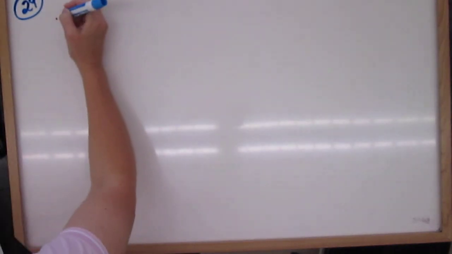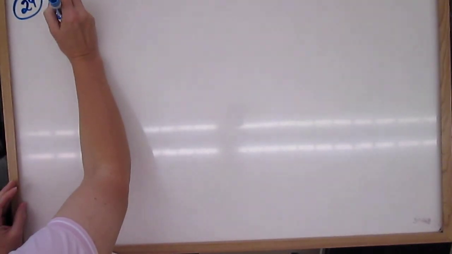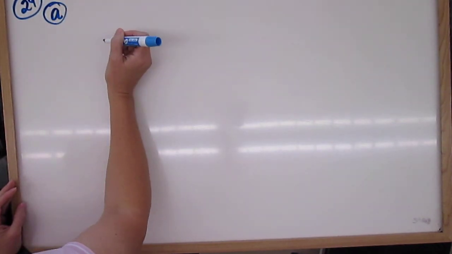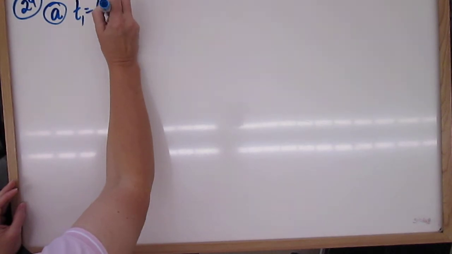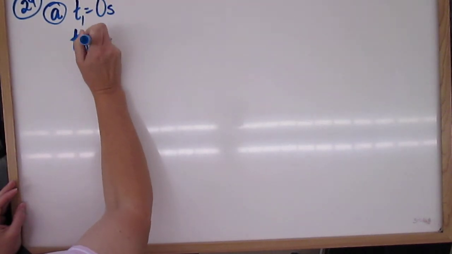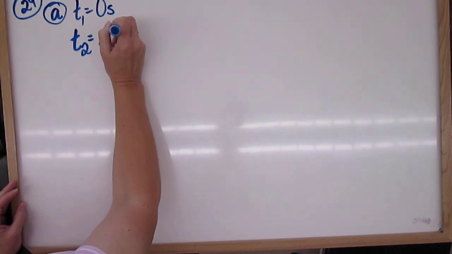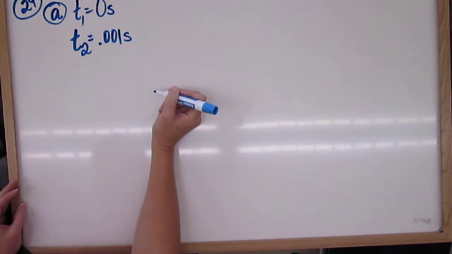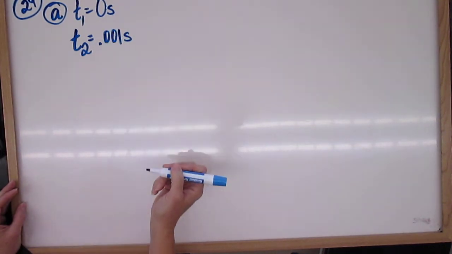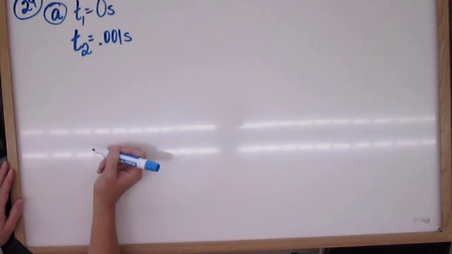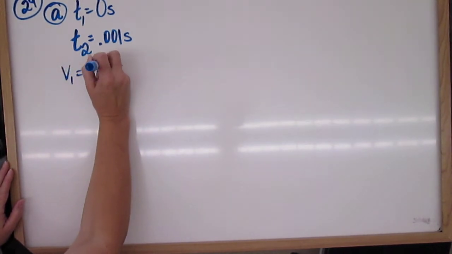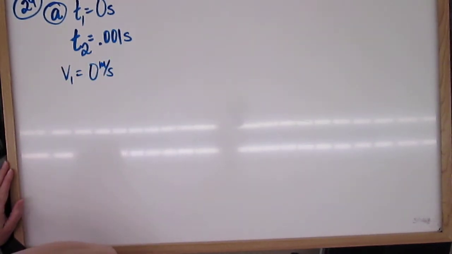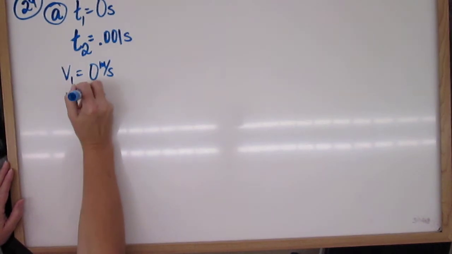For part A, we need to read from the graph that the time t1 is 0 seconds, and then t2 is equal to 0.001 seconds. Also from the graph, we see that v1 is 0 meters per second, and v2 is 500 meters per second.